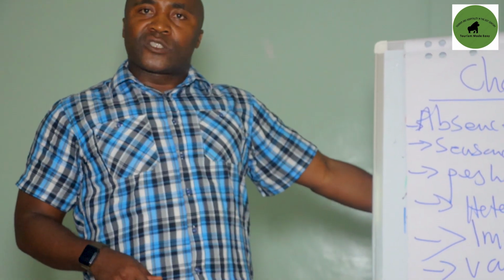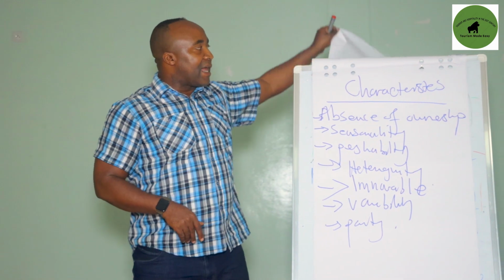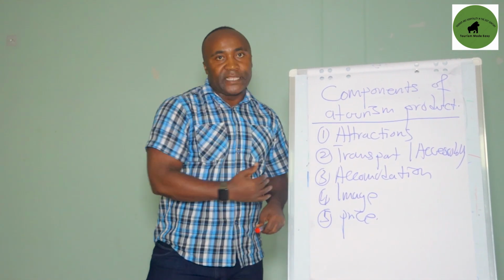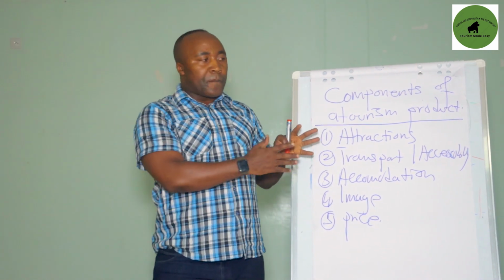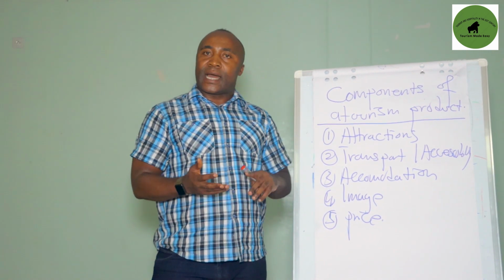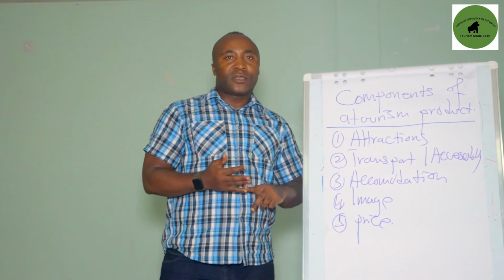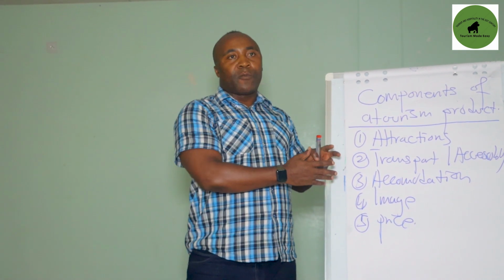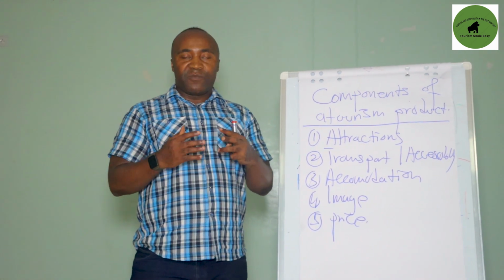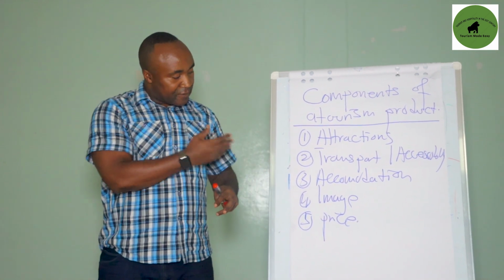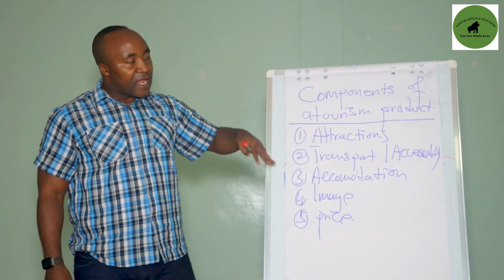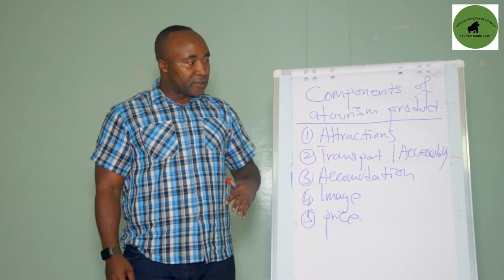Now, the components of a tourism product, if you look at them majorly, a tourism product is divided into 5 components. The 5 components that make up a tourism product are, one, tourism attractions; we have accessibility, or transport; we have accommodation; then we have image; and then we have price, as they are listed on the flip chart. But I'll explain each by giving examples.